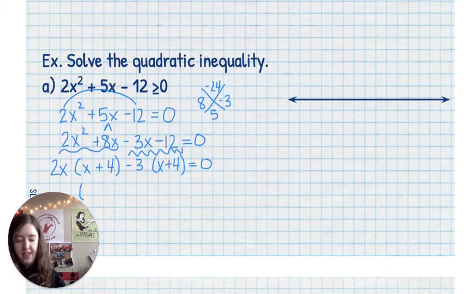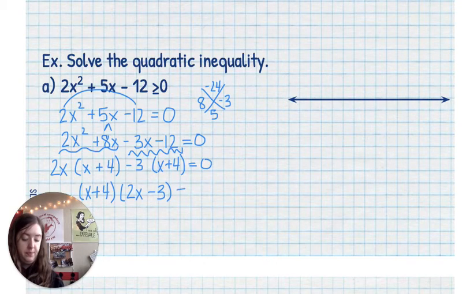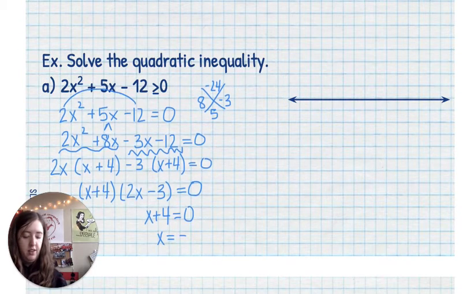So then we'll take out what they have in common, that x plus 4, and then we're just left over with that 2x minus 3. Then once again, we'll use that zero product property and set each of those equal to 0. So x plus 4 equals 0. So x equals -4. That's one of my solutions.